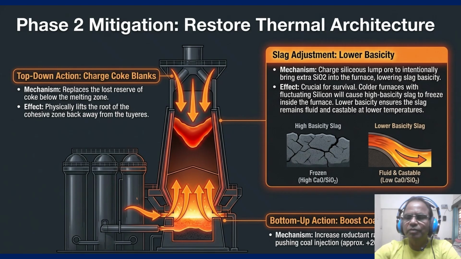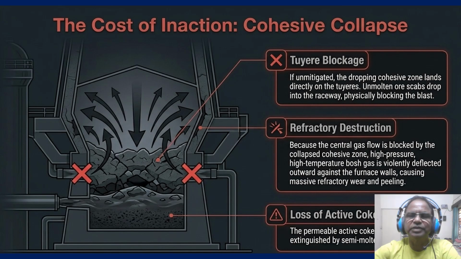And our next slide is on cohesive collapse, about which we just talked. So this is what happens when you force a cold furnace. Look at the red cross mark on the diagram. If unmitigated, the dropping cohesive zone lands directly on the tuyere, and unmolten ore scab drops into the raceway, physically blocking the blast. So this is the tuyere blockage.